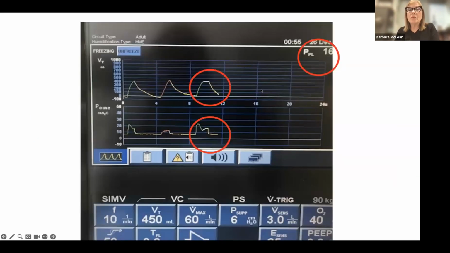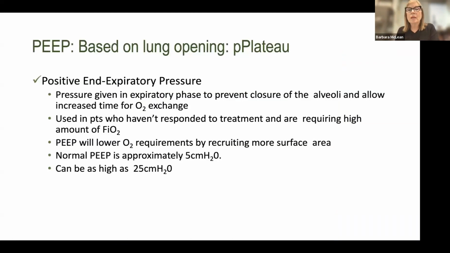Okay. This is a plateau pressure that I measured on a patient, took a picture of it so you could look at it. You can see up here, it says P-plat 16. See that white line? That's the plateau pressure. That is designating my patient's alveolar compliance. So we're always going to base our PEEP on the plateau pressure. Patients who are requiring high amounts of FiO2, we're going to utilize PEEP. We can go up to as high as 25 before we have to think about an alternative form of ventilatory support.